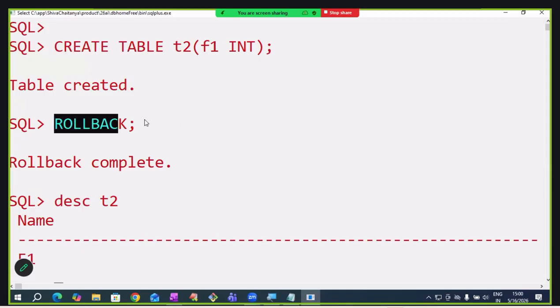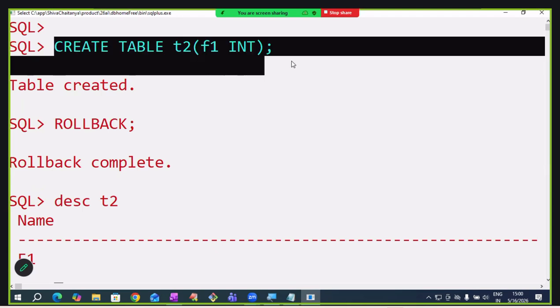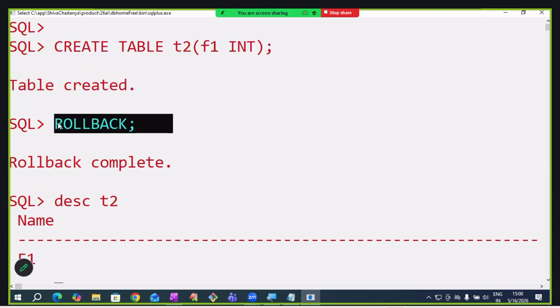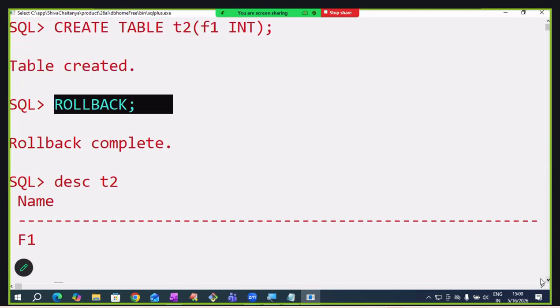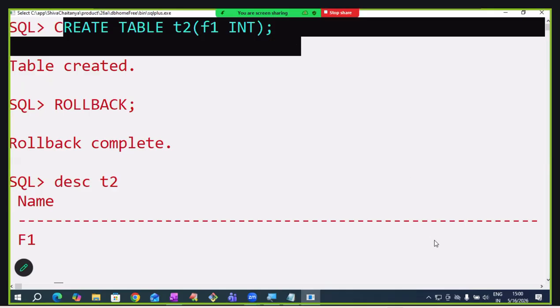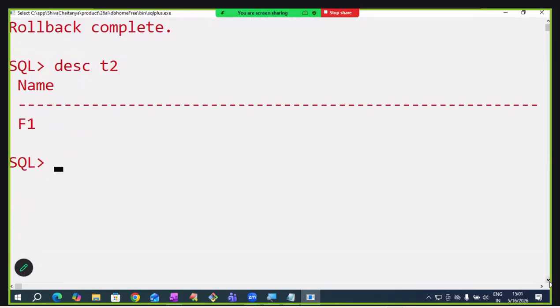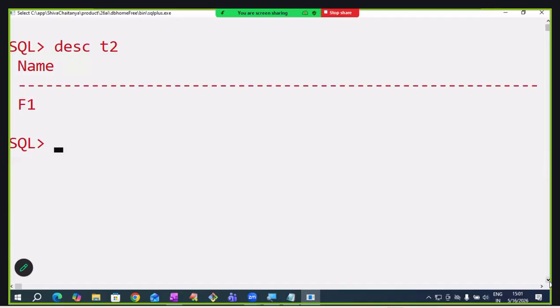Committed actions cannot be cancelled by rollback. Rollback can cancel only uncommitted actions. This is committed, so this action cannot be cancelled by rollback. That is why after using a DDL command, there is no need to use commit or rollback. But after using a DML command, if we want to save it, use commit. If you want to cancel it, use rollback.